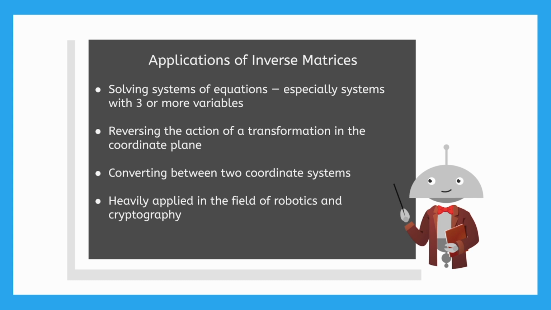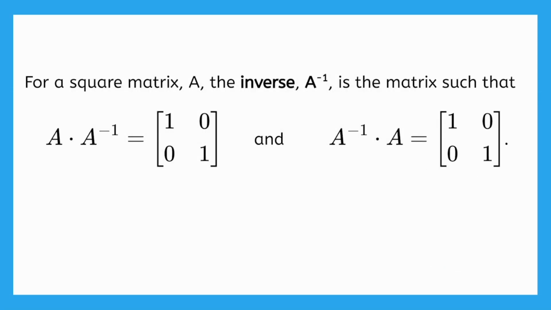Let's define what the inverse of a matrix actually is. For a square matrix A, the inverse of A is the matrix such that A times the inverse of A and the inverse of A times A both result in the identity matrix. Since we know matrix multiplication is not commutative, we have to test both directions to confirm that two matrices are inverses of each other. Recall from earlier in this unit that the identity matrix is a square matrix that has ones on the main diagonal and zeros in all other places.